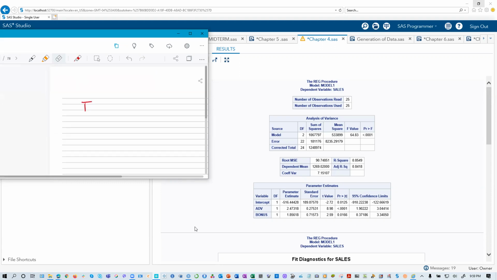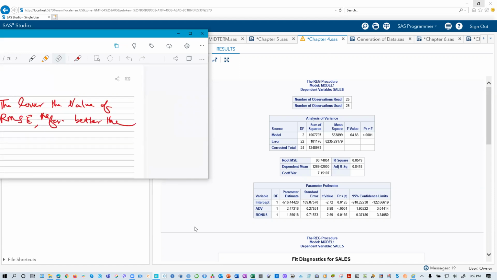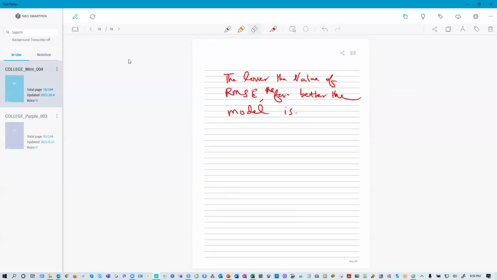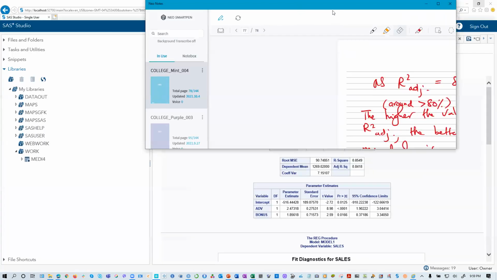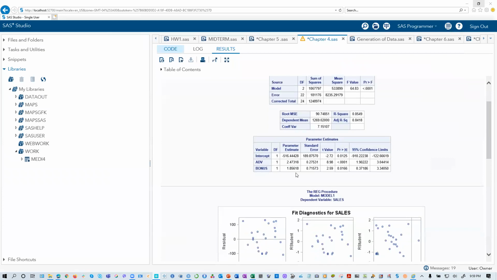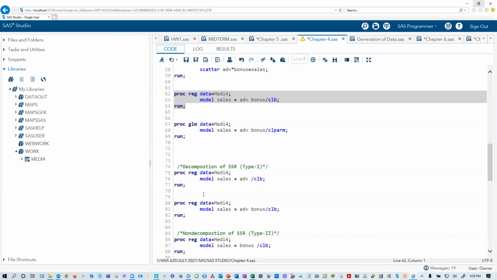The lower the value of RMSE, the far better the model. We're going to do this one in more detail down the road in the selection procedures, but for the time being, to explain your model, especially a multiple regression model, this one is very important. You know these values, the p-value, I explained everything, their confidence interval.